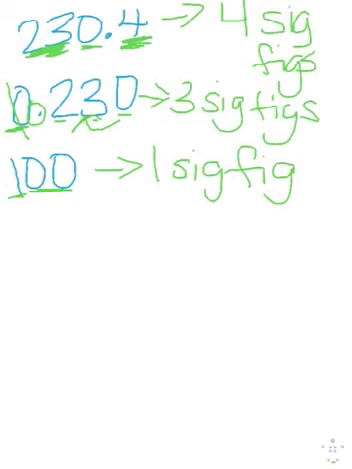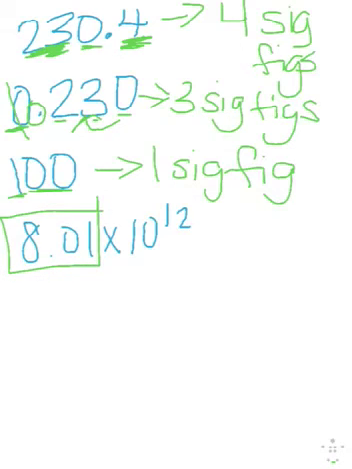And then last one. This is in scientific notation, so think about it. Everything in the coefficient counts. So count them. 1, 2, 3. 3 sig figs.